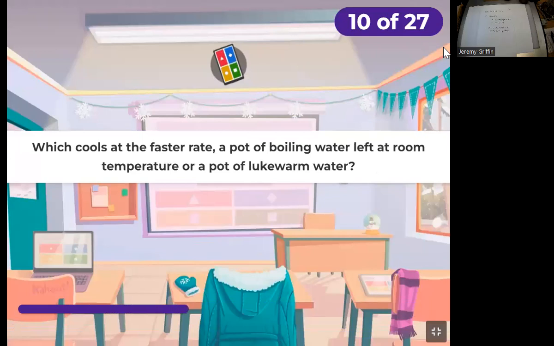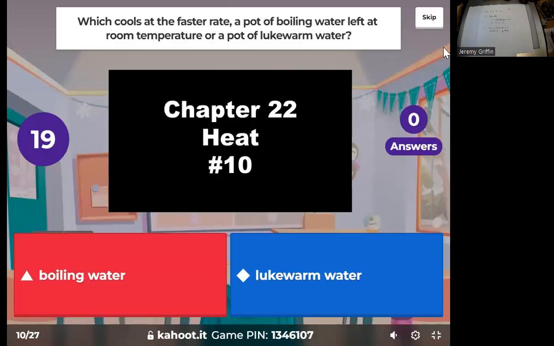Which cools at a faster rate, a pot of boiling water or lukewarm water, both left at room temperature? Newton's law of cooling.